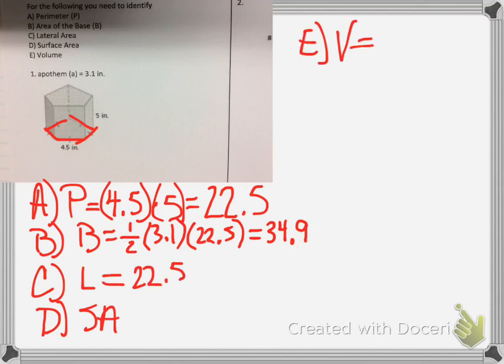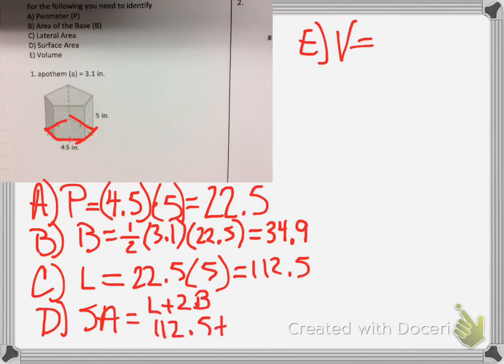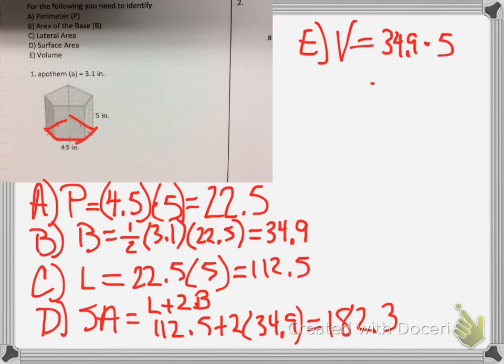Lateral area is just the perimeter times the height of the prism. So 22.5 times 5. The surface area is the lateral area plus twice the base. So again, 112.5 plus 2 times 34.9 to get whatever answer you get. And then the volume is the area of the base times the height, which will give you that 174.5. And again, all those are just following the formulas that are available that you should have on your formula sheet.